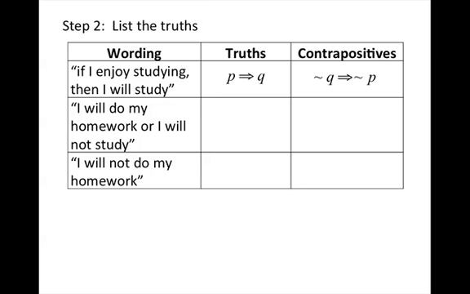The next truth is, I will do my homework or I will not study. Doing your homework was R, and studying was Q, so not studying is not Q. So this is R or not Q. Finally, I will not do my homework. Doing your homework was R, so not doing your homework is not R.